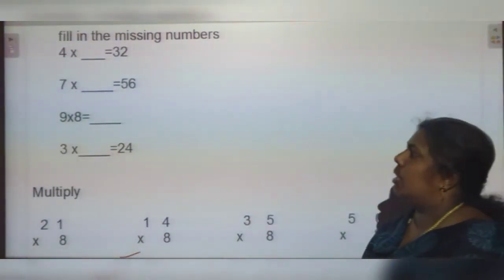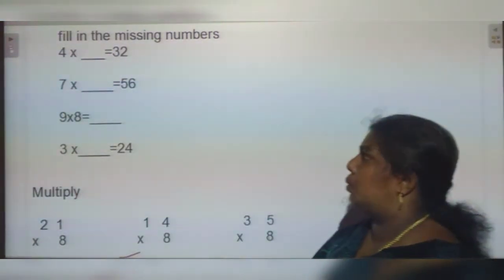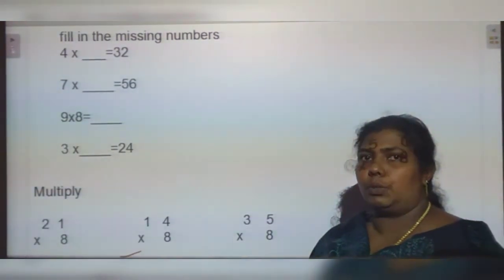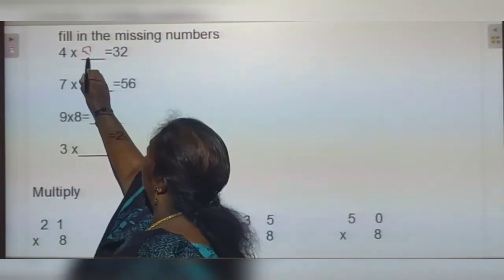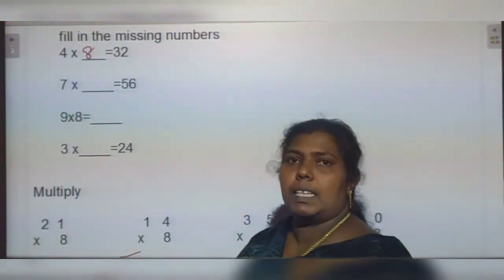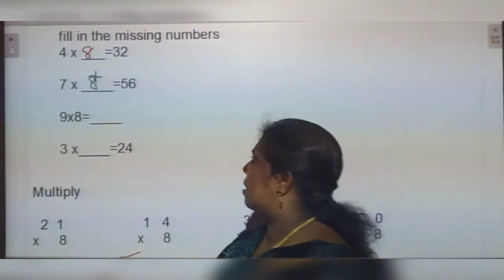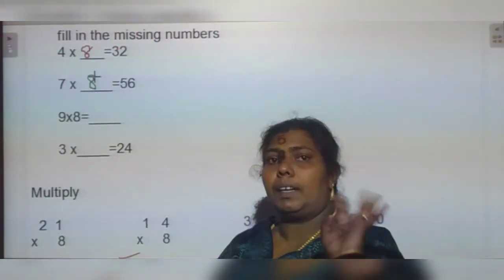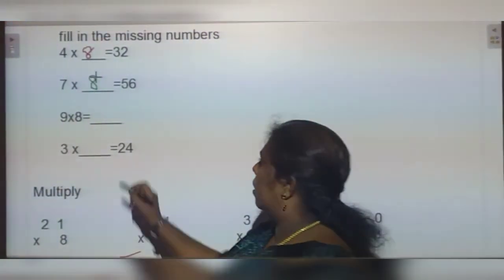See, fill in the missing numbers. So 4 times dash equal to 32. 4 that in how many times it will come? 32. 8 times, right? Yes. Then 7 also how many times? 56. 7 8s are 56. Then 9 times 8s are how much? 8th table 9 times will come. So 9 8s are 72, right? Yes.